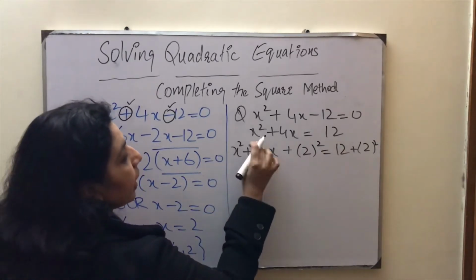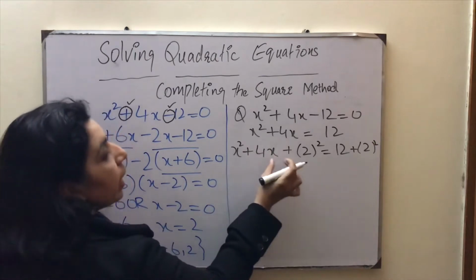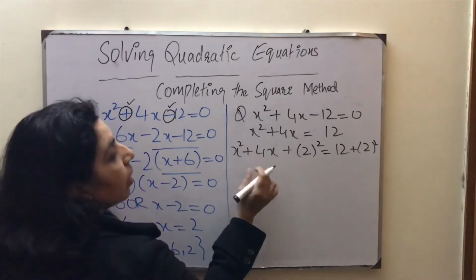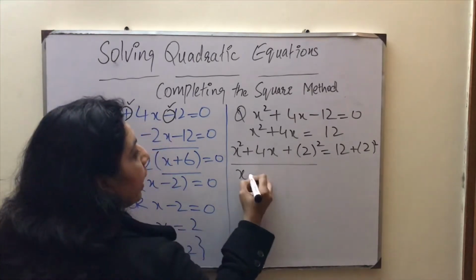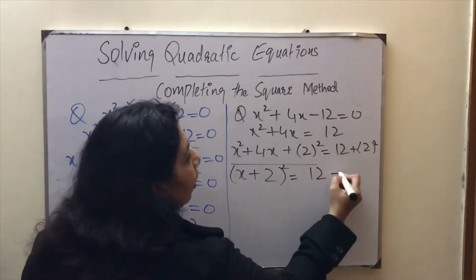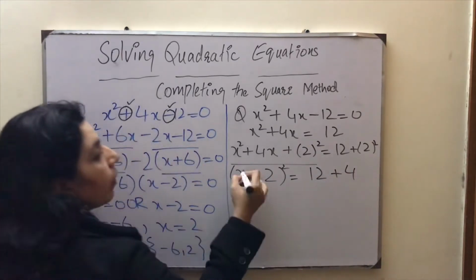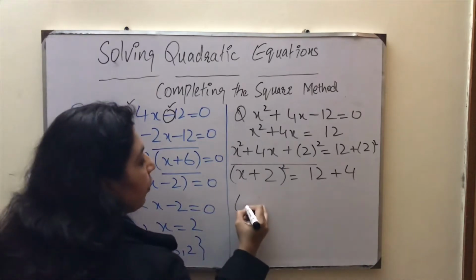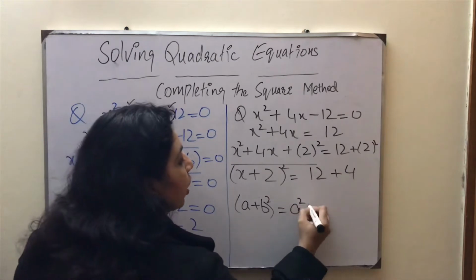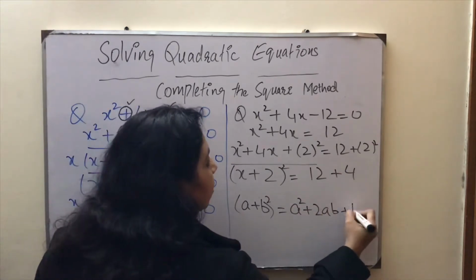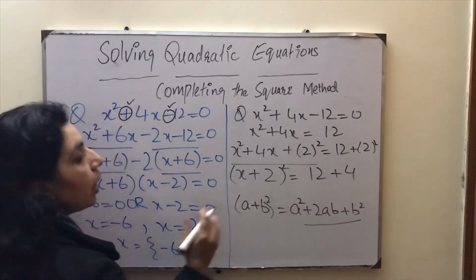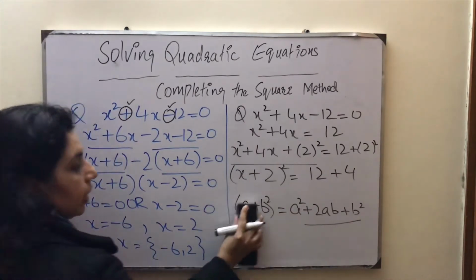After that, I shall half the middle term and take the square of that and add it on both sides. On this side, I can easily write it as x plus 2 square. And on the other side, I shall write 12 plus 4. Why have I written it like this? When we have (a plus b) square, we write it as a square plus 2ab plus b square. So if we have this form, we can easily convert it into the other side form.